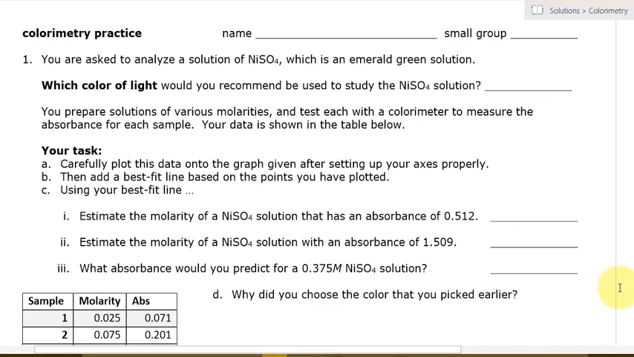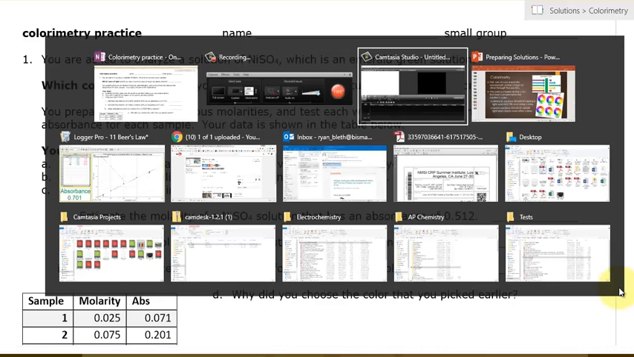So number one says you were asked to analyze a solution of nickel sulfate, which is an emerald green solution. And each of these problems will tell you about the color of the solution that's being studied, because that's going to help us to answer the very next question. Which color of light would you recommend to be used to study the nickel sulfate solution, which we've said is green? And this is one that was introduced in the first video. So this is kind of a review more than anything.